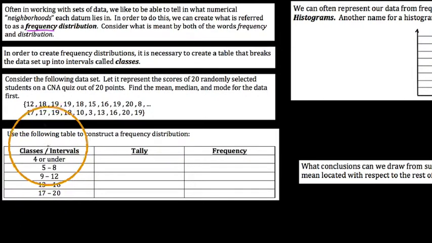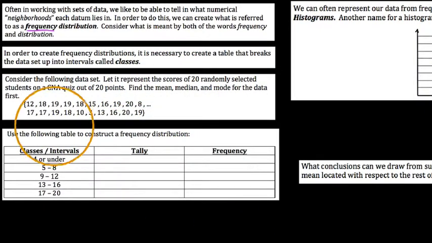Okay, so let's go ahead and read what this data set represents, and we'll talk about how you would use this table to show how the data is distributed. It says consider the following data set. Let it represent the scores of 20 randomly selected students on a CNA quiz out of 20 points. It says find the mean, median, and mode for the set of data first. Well, that is one thing that I'm interested in doing.